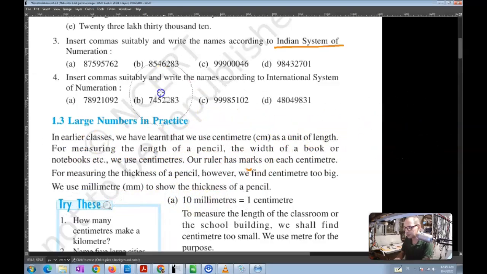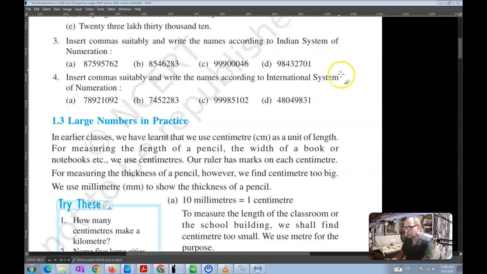And then again, for this number, you have 3 digits, 2 digits, 2 digits. So you have the thousands here. So you have, let's say, 9,99,00,046, right? And that's the thousand. That's the lakh, and that's the crore. So that would be 9 crore, for example, 99 lakh 46, right?